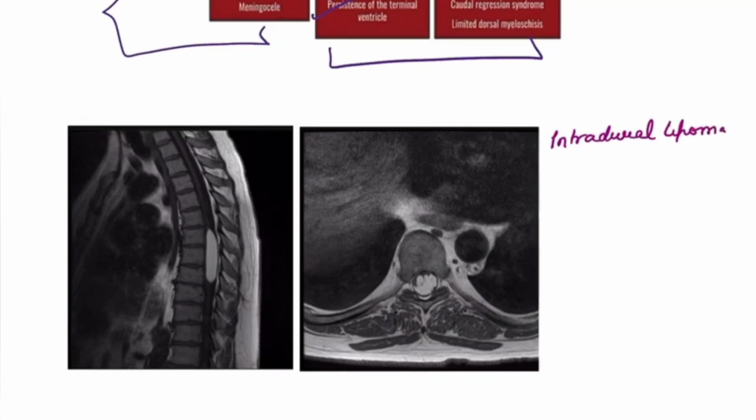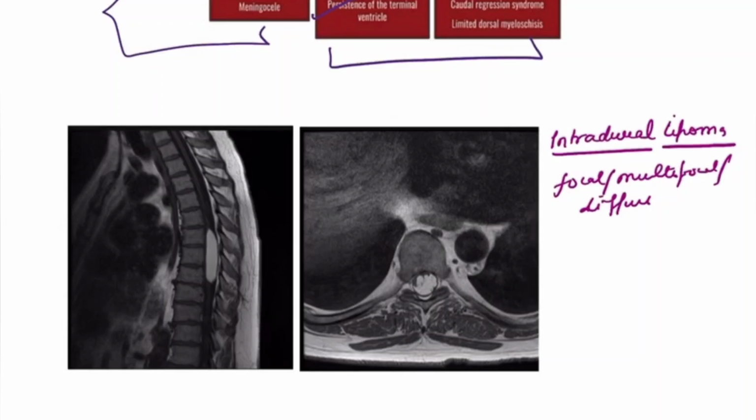Intradural lipoma, as the name suggests, is a lipomatous lesion contained within the dura. So here fat is contained within the dural sac, and it can be focal, multifocal, or even diffuse. It grows with the child's age. At MR, what will you see? As it is a lipoma, fat, we have to look at T1.